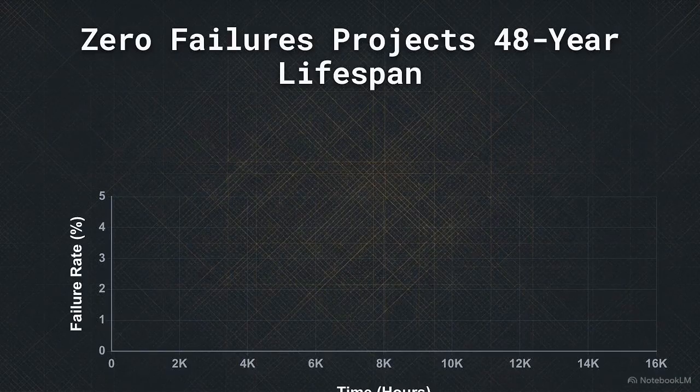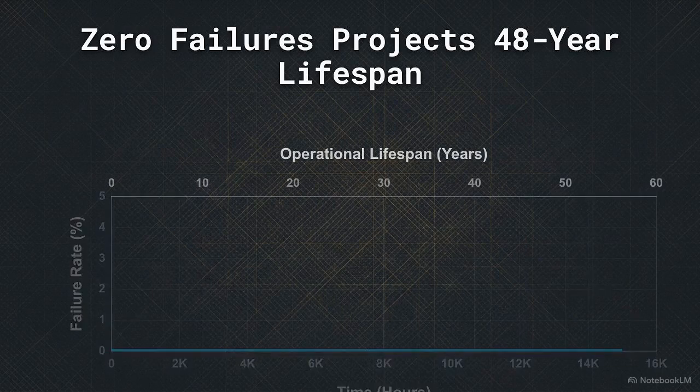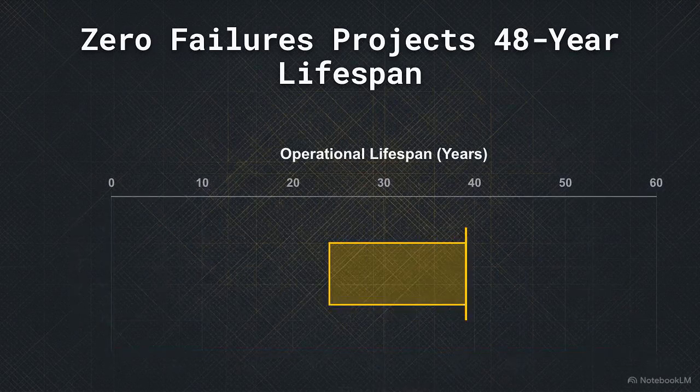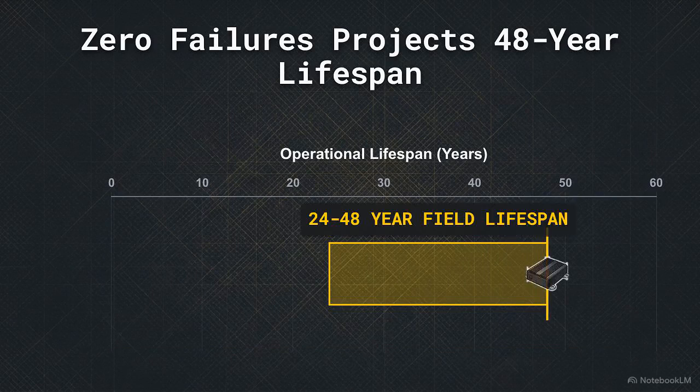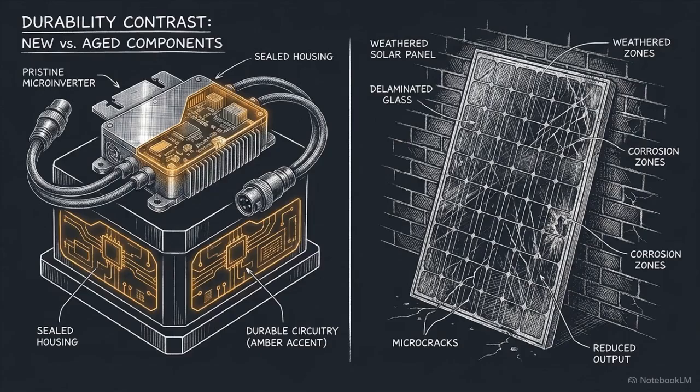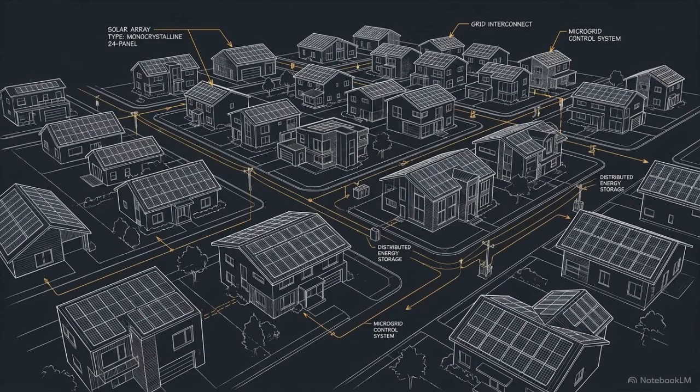This Weibull distribution chart maps the results. Over those thousands of hours of extreme thermal stress, the units recorded 0 failures. When applied to the Arrhenius life stress model, that data projects an operational field lifespan of 24 to 48 years. The power electronics will comfortably outlast the 25-year warranty of the solar panels themselves. Conquering this thermal degradation makes distributed power conversion a highly durable, long-term infrastructure investment.